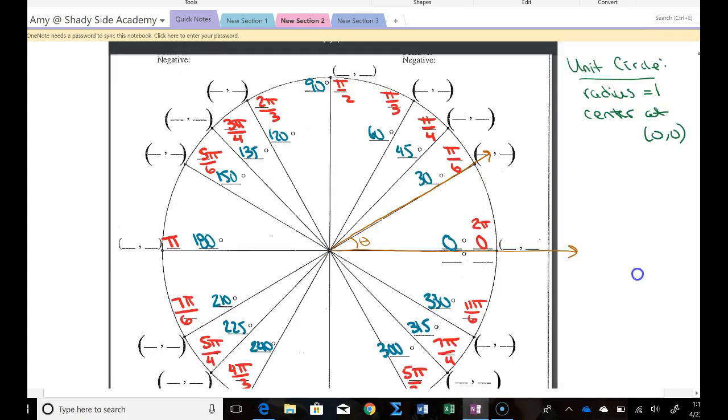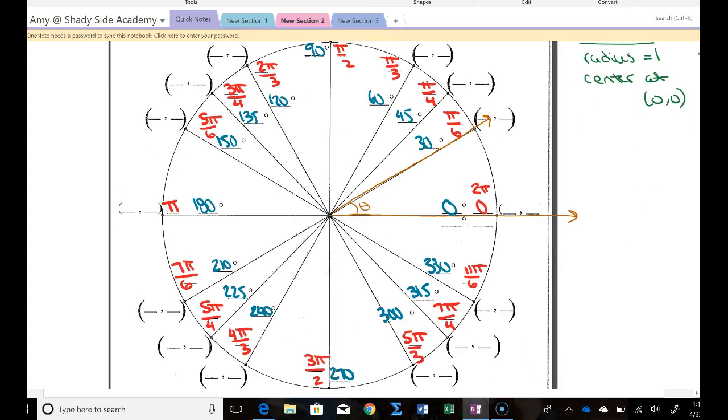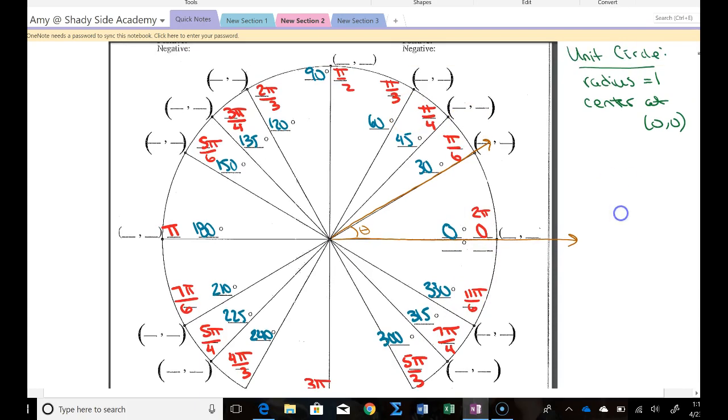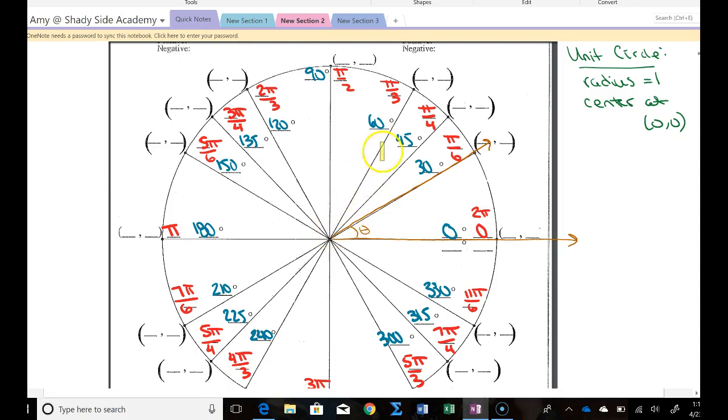All right? Now, what makes this unit circle so powerful is not necessarily that we are able to visualize these degree measures and these radian measures. We're going to do this. I'm going to walk over here, and I'm going to pick an angle. I'll pick the 60-degree angle. Okay? And what I'm going to do is this. I'm going to superimpose a right triangle on my unit circle.